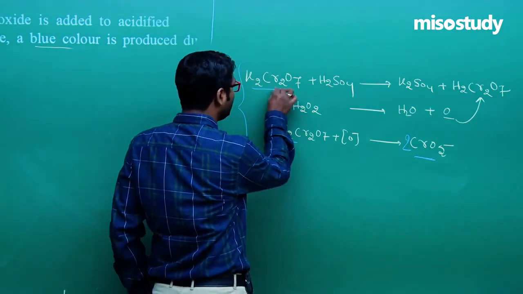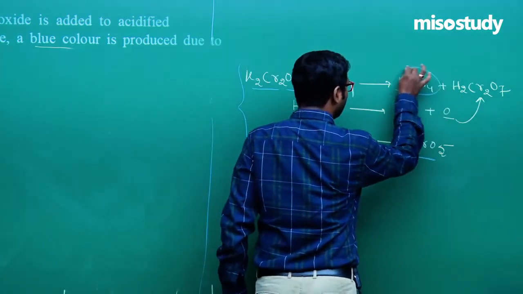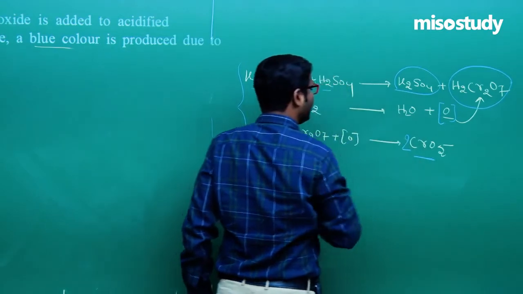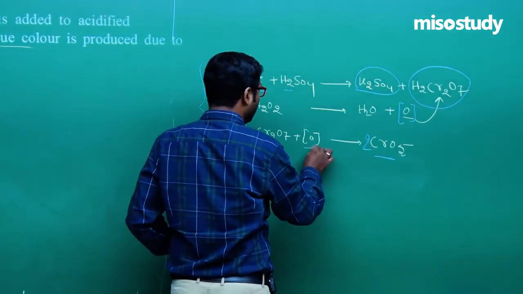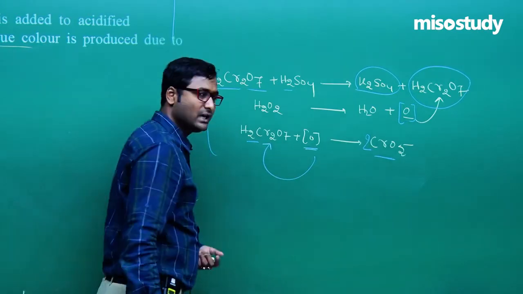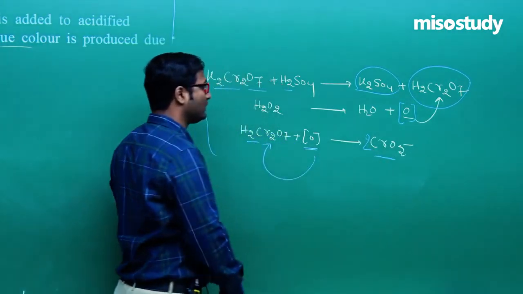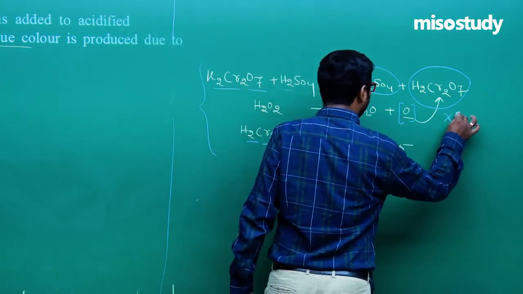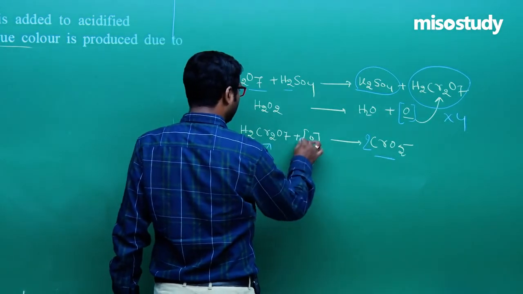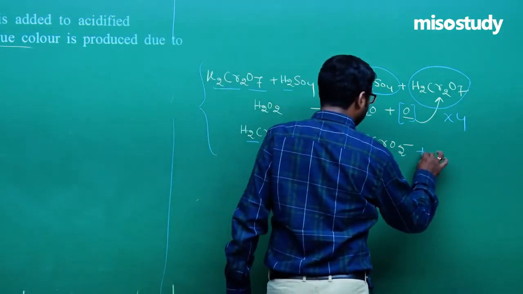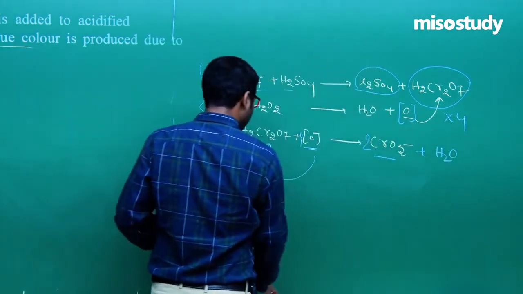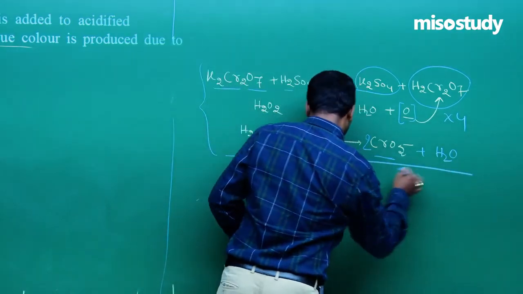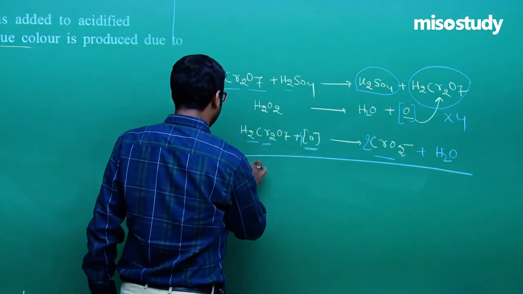Look at K2Cr2O7 gives you K2SO4 plus H2Cr2O7, and this is the nascent active oxygen, and this will attack H2Cr2O7 and will be converted to CrO5. Now balance the reaction, multiply by 4 here, then what will happen? 4, this one, and this one is H2O. Now check it out, the number of oxygen and hydrogen. After adding, what is the output here?